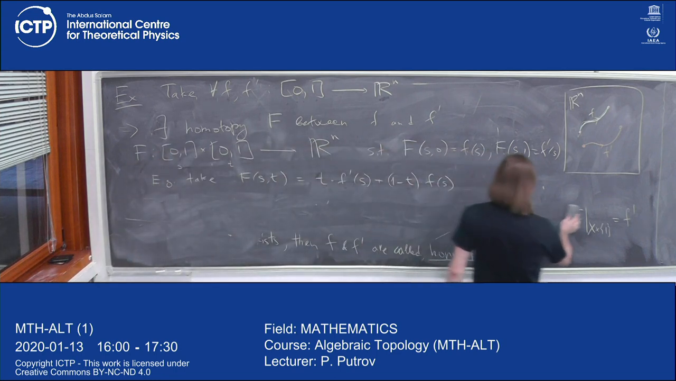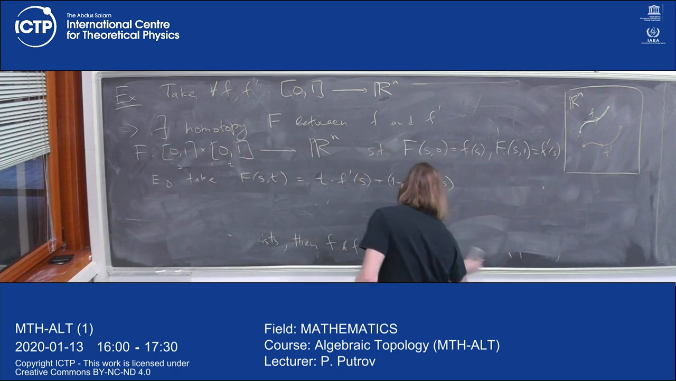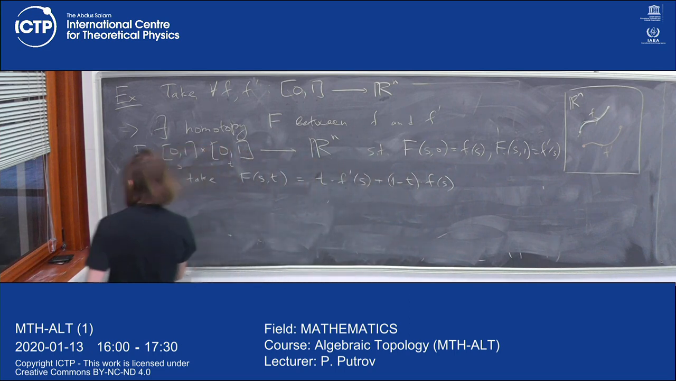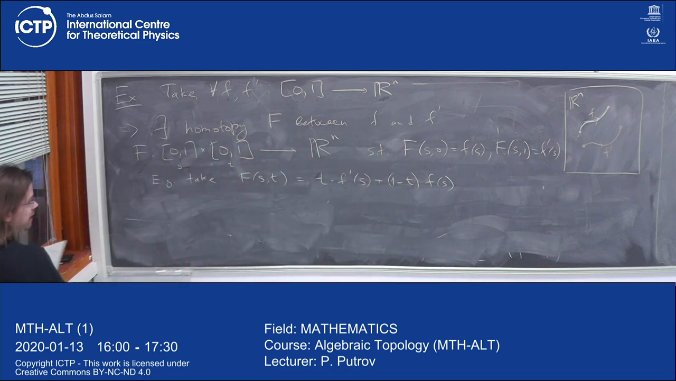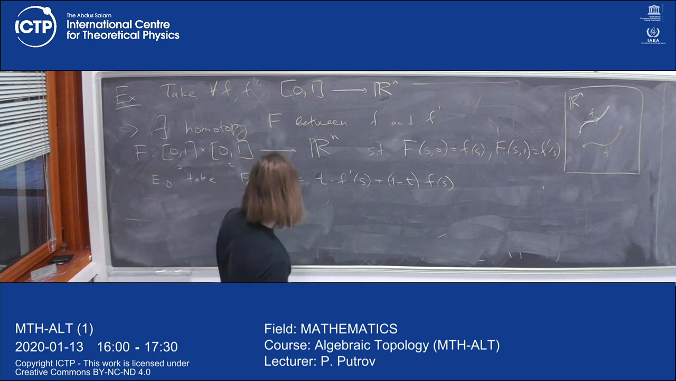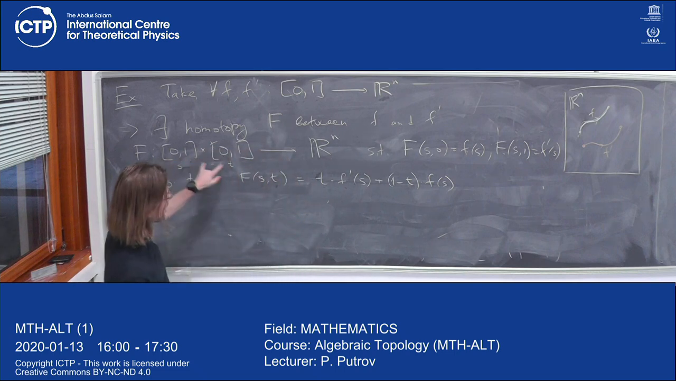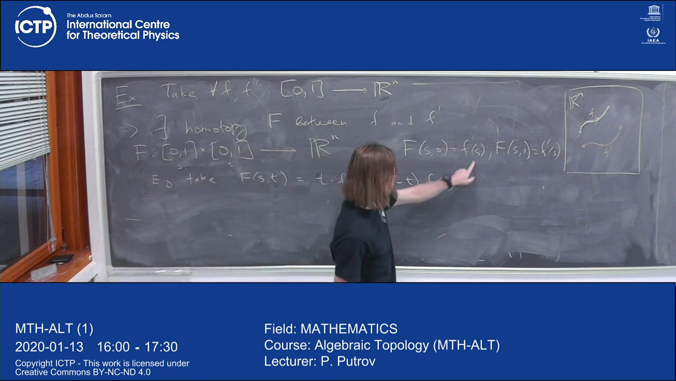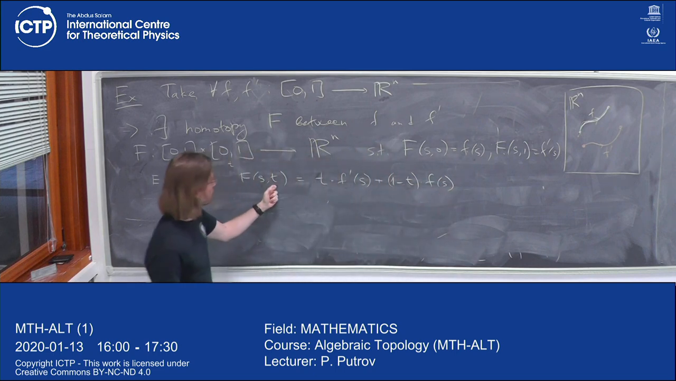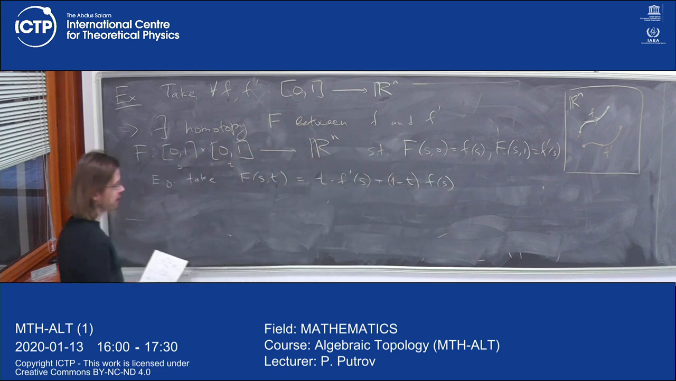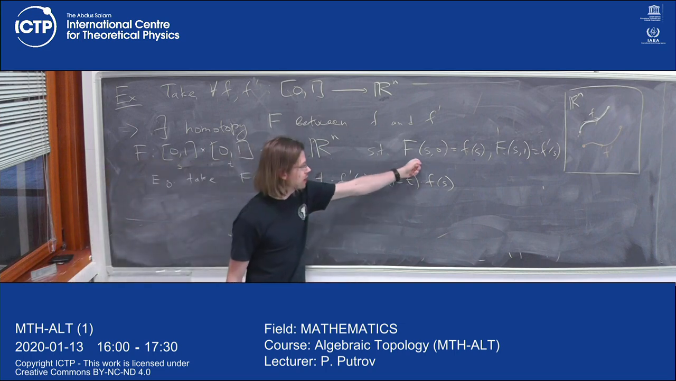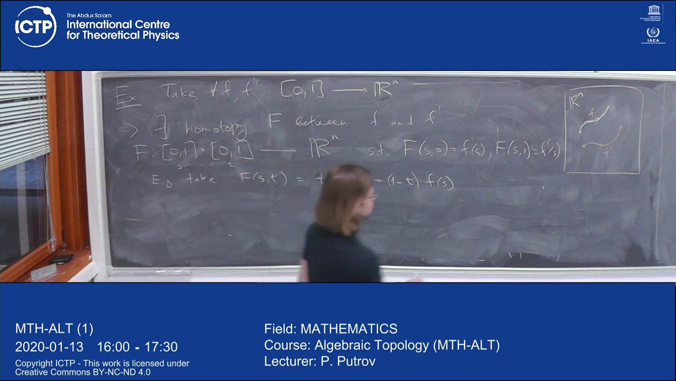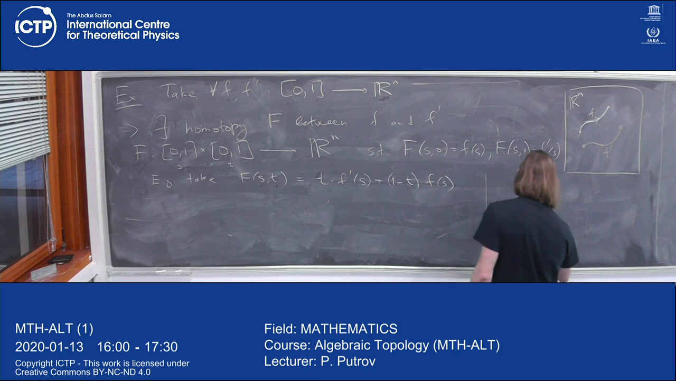So you can explicitly see that this is of course a continuous map in two variables s and t. So this is a map from the square to Rn, and more explicitly it satisfies these conditions. If I plug in t equals 0 and 1, I recover these conditions. So you can visualize this homotopy, which will be useful for us later in more complicated examples.